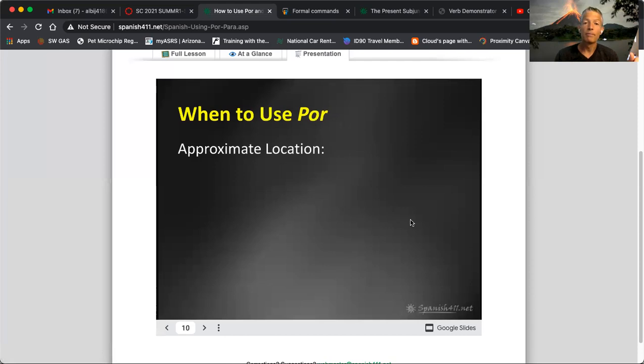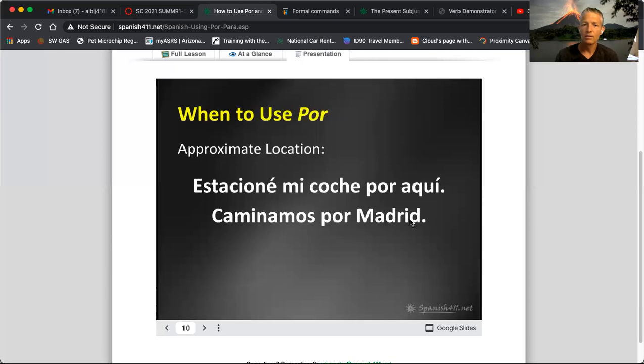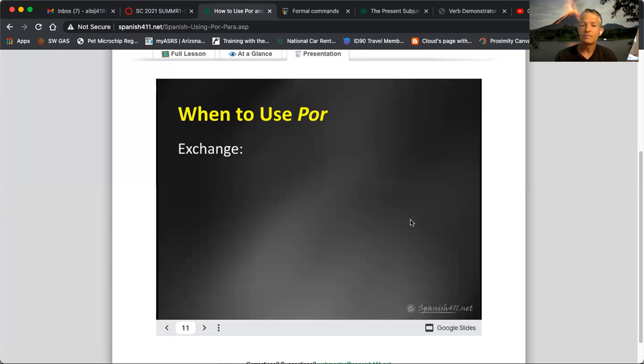Now here's por. Por is an approximate location. Estacioné mi coche por aquí. I parked my car around here, somewhere around here. Caminamos por Madrid. We walked around Madrid. Paseaba por la playa. She was walking along the beach. Or it could be she was walking by the beach. Just depends on what your context is.